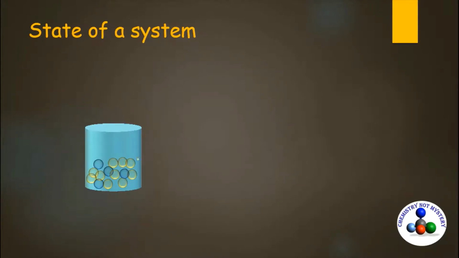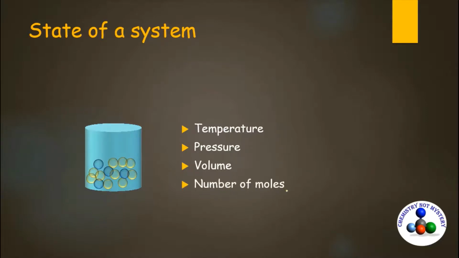If you want to define the state of the system, you have to define its temperature, pressure, volume, and number of moles or the mass of the matter present in the system. So these properties are known as state variables. A set of state variables defines the state of a system.